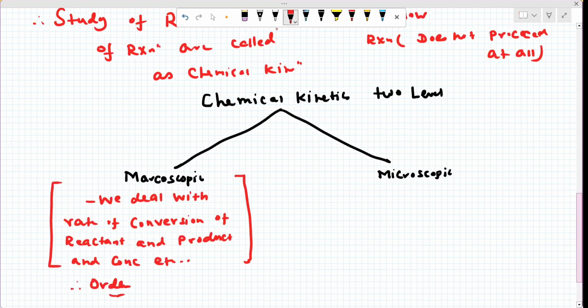What is microscopic level? That is the energy level. We deal with the molecular level. What does it mean? Factors like temperature, activation energy.